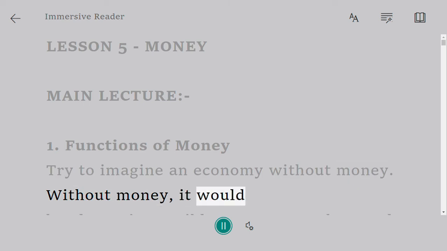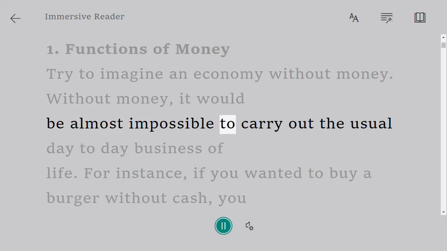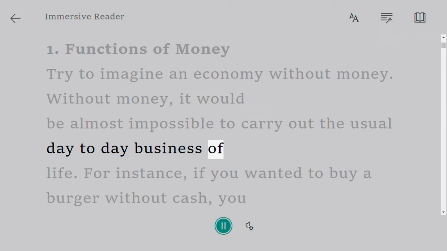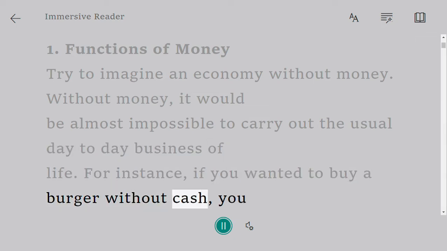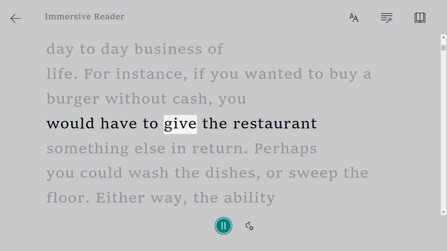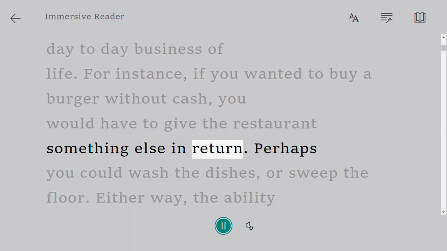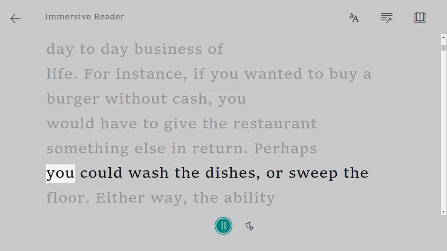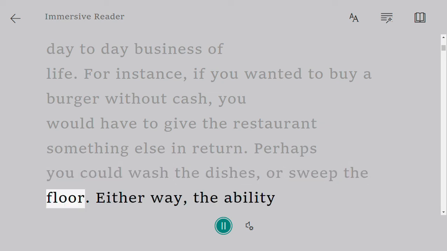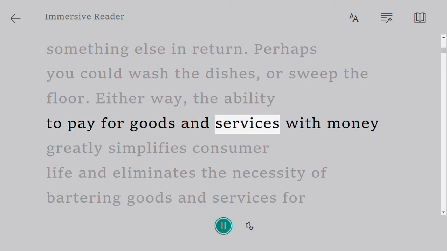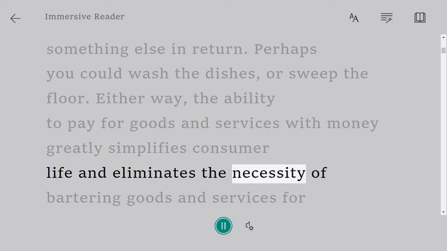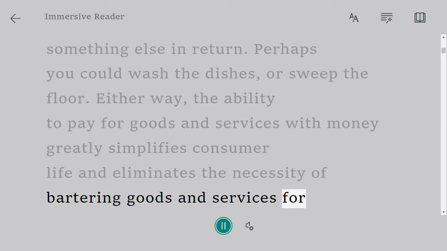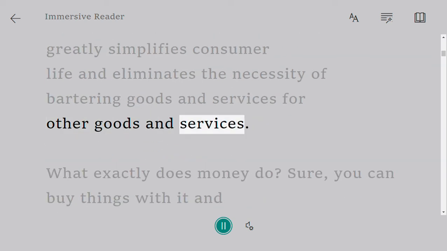Without money, it would be almost impossible to carry out the usual day-to-day business of life. For instance, if you wanted to buy a burger without cash, you would have to give the restaurant something else in return. Perhaps you could wash the dishes or sweep the floor. Either way, the ability to pay for goods and services with money greatly simplifies consumer life and eliminates the necessity of bartering goods and services for other goods and services.